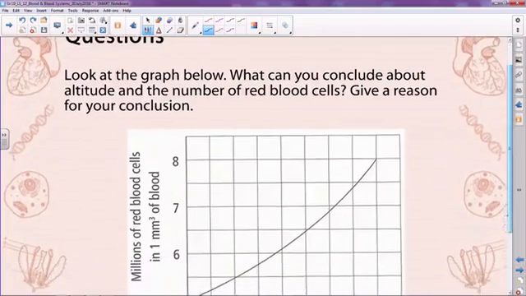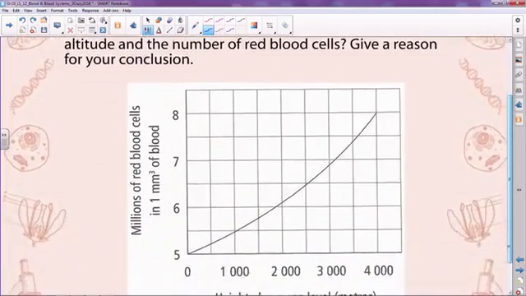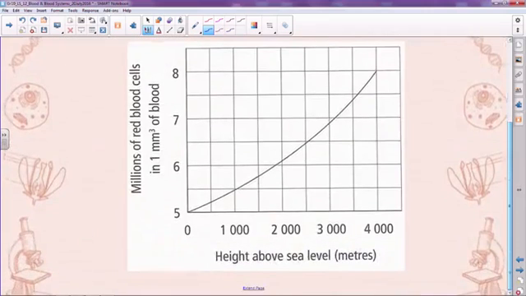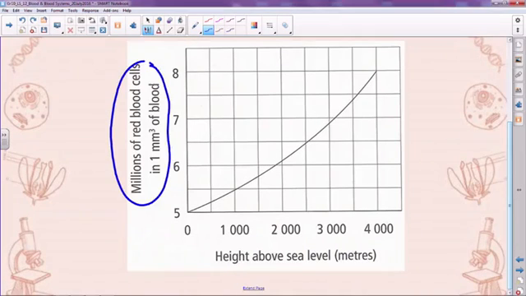And I'm not going to give you time, I'm going to talk. But the red blood cells, if you have a look over here, we can change the number of red blood cells that we have in our blood. Right, and how do we do that?